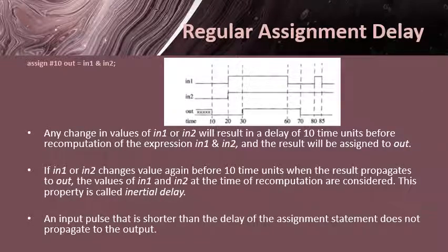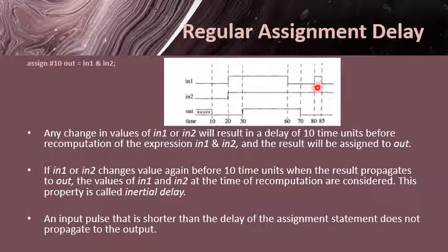The same thing is specified here, whatever I have explained in the previous slide. Any change in values of in1 or in2 will result in a delay of 10 time units before recomputation of the expression in1 and in2, and the result will be assigned to out. That is the meaning of regular assignment delay. Now if in1 or in2 changes value again before 10 time units, when the result propagates to out, the values of in1 and in2 at the time of recomputation are considered. This property is called inertial delay.